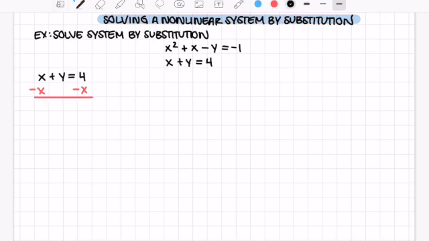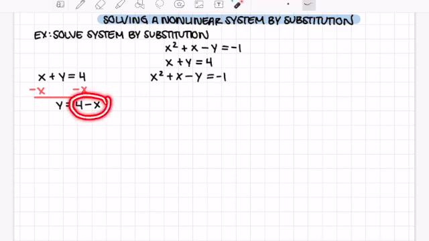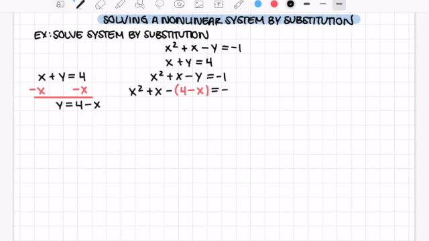And I'm left with y equaling 4 minus x. So over here on the other side, with my x to the power 2 plus x minus y equaling negative 1, all I'm going to do is plug the 4 minus x into the y value and just swap it. So we get here x to the power 2 plus x minus whatever this is, which is 4 minus x. And drop down the equal sign and the negative 1.